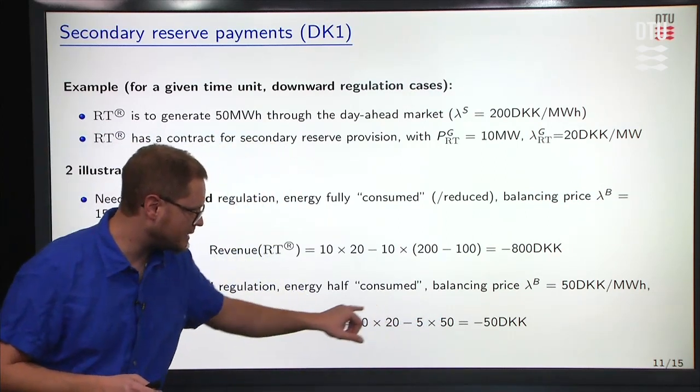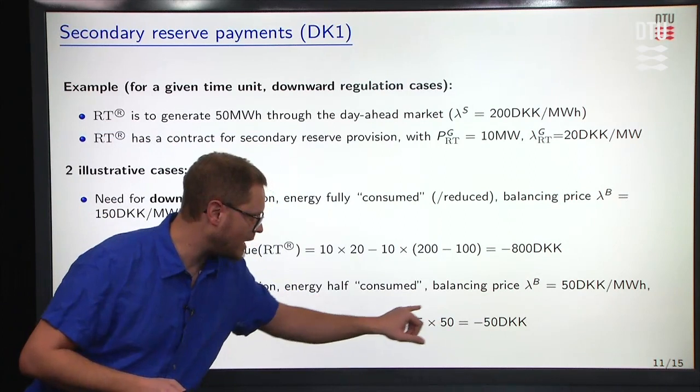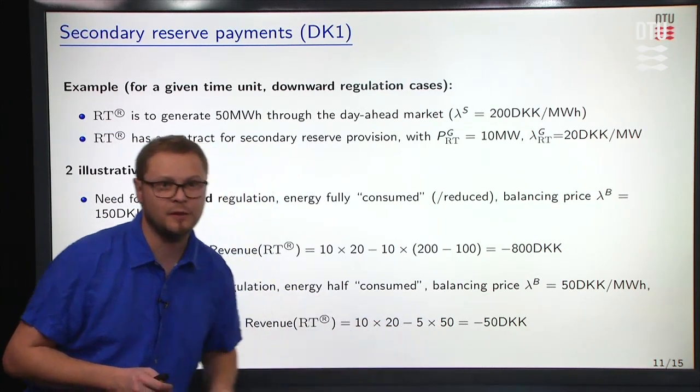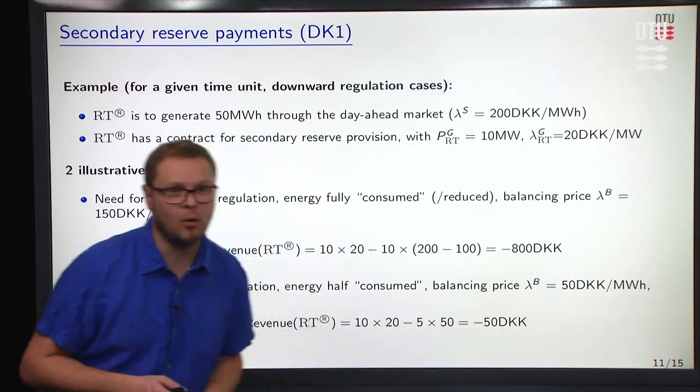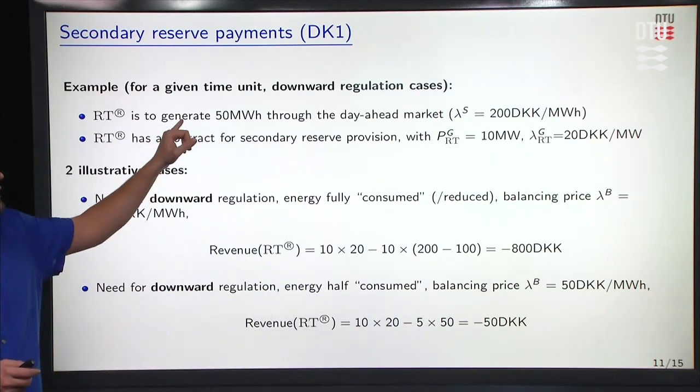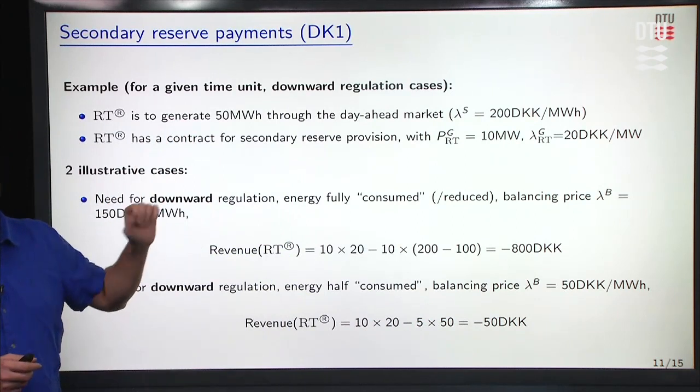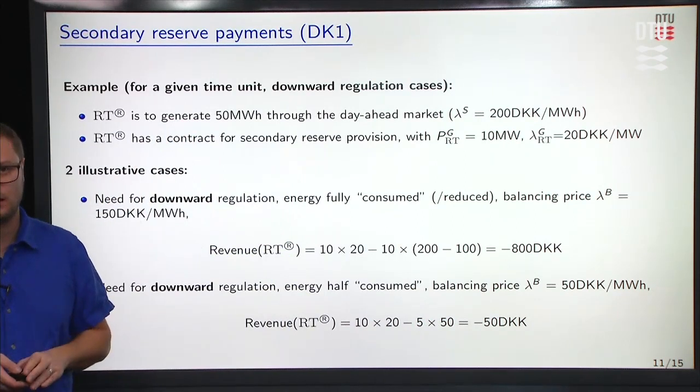Overall, we have this capacity payment, and then we have to pay back this 5 megawatt hour at a price of 50 kroner per megawatt hour. This means an overall payment of 50 kroner. Remember that this is to be also combined with the original payment from the day-ahead market clearing.